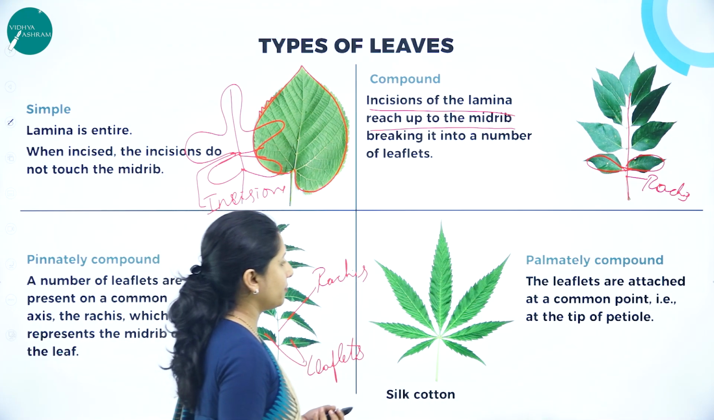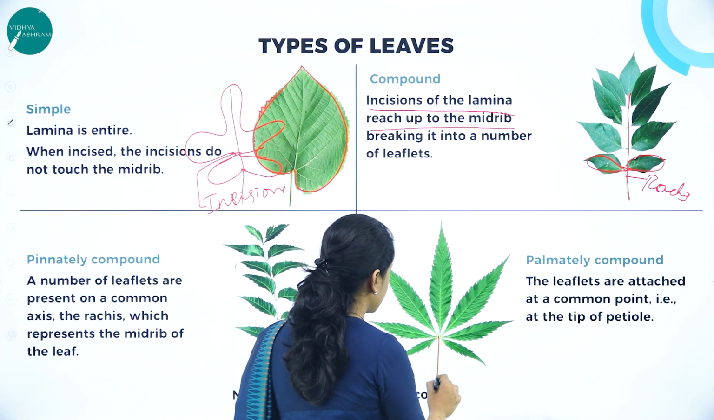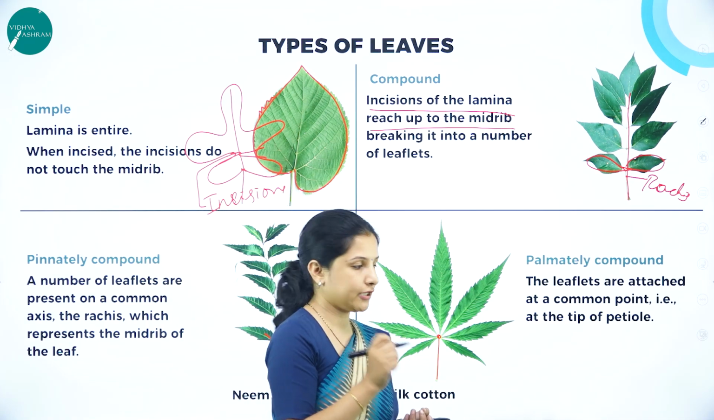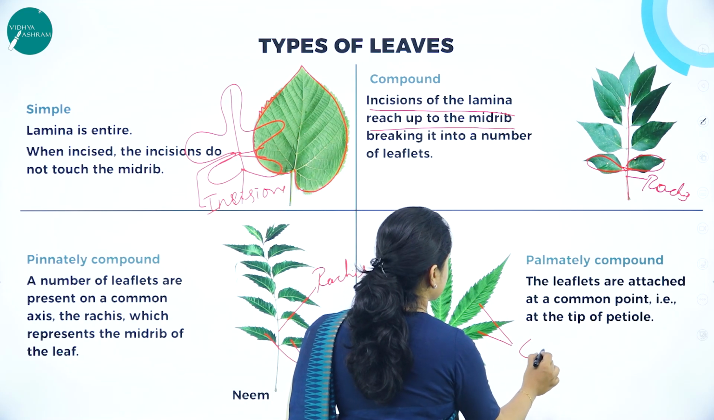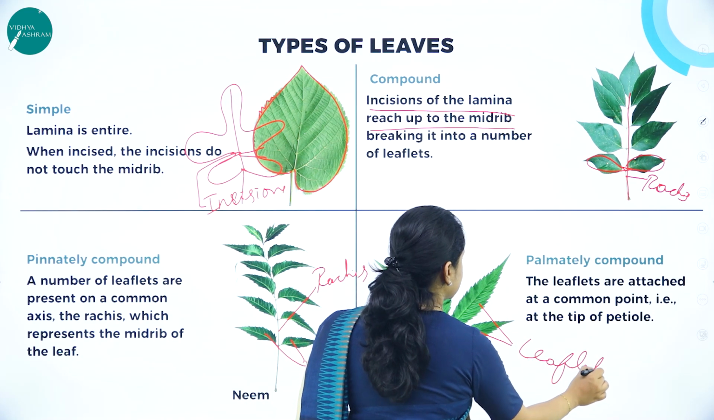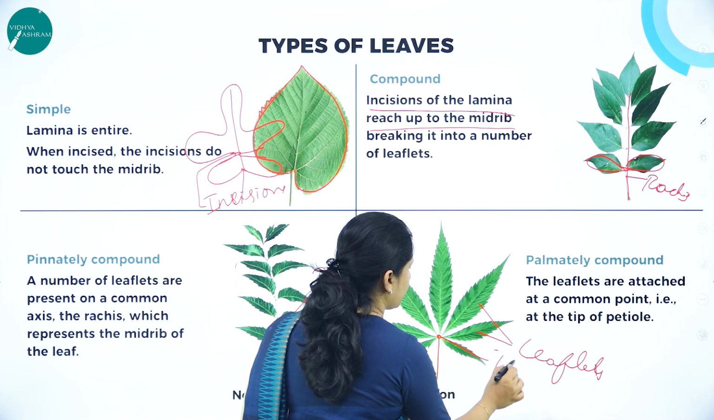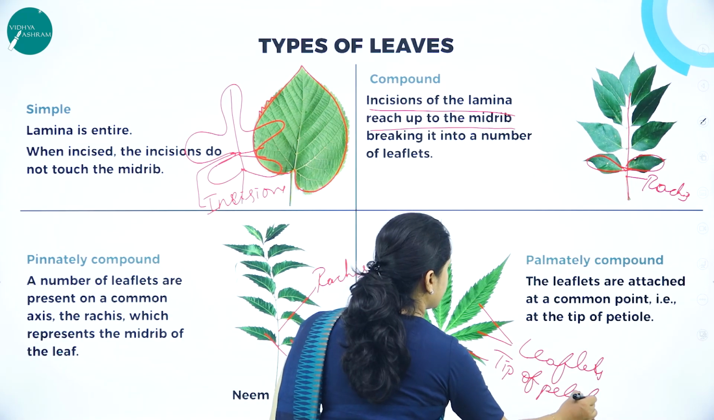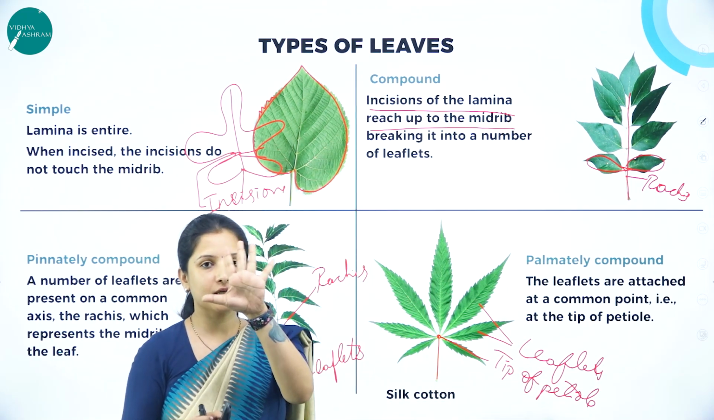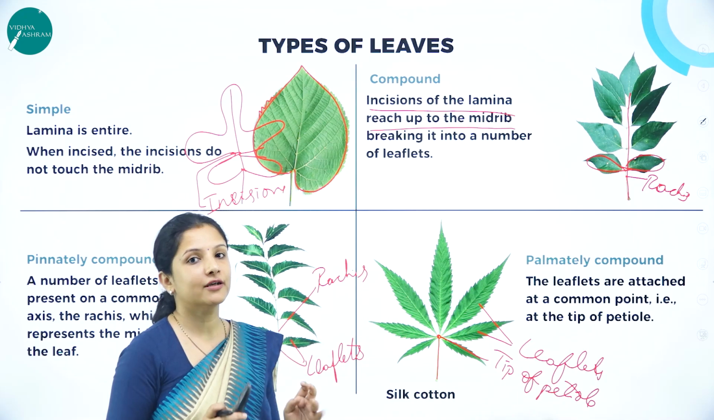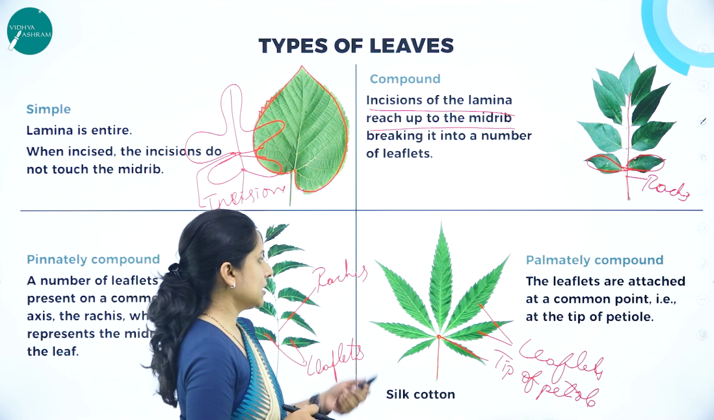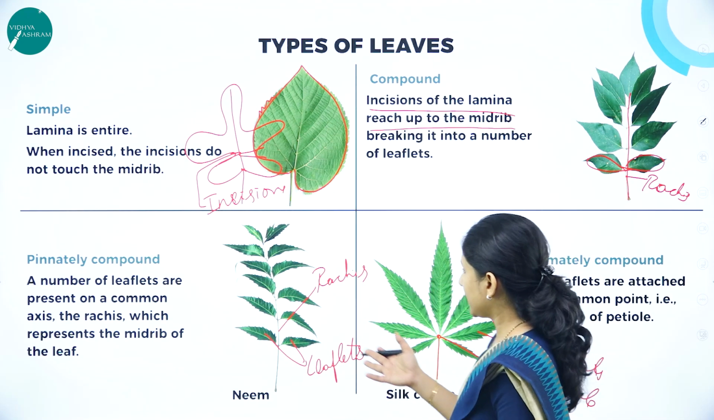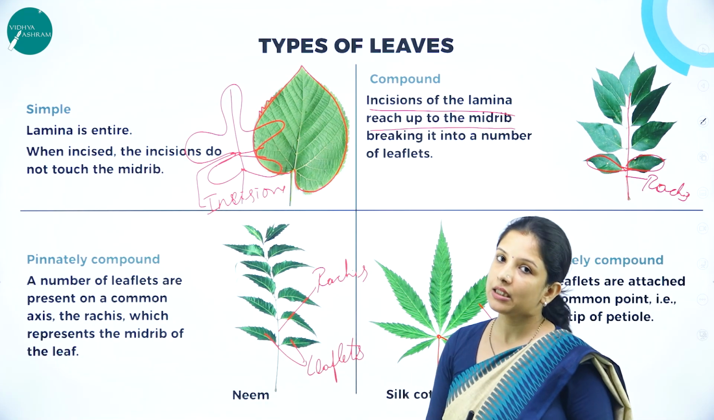In palmately compound leaves, we have the petiole. All the leaflets start from a single point on the petiole. These are the leaflets. They start from the tip of the petiole, and it looks just like fingers on a palm, right? That is why it is called palmately compound leaves. Palmately compound leaves are commonly seen in silk cotton, and pinnately compound leaves are commonly seen in neem plants.